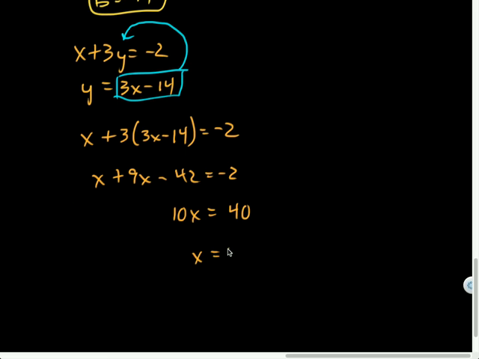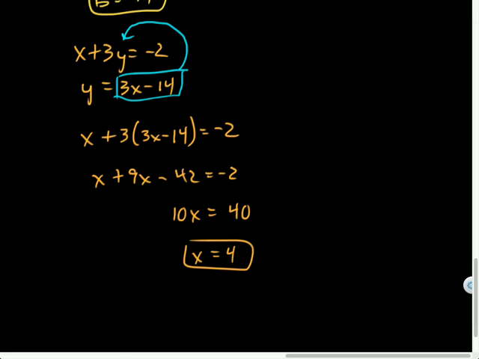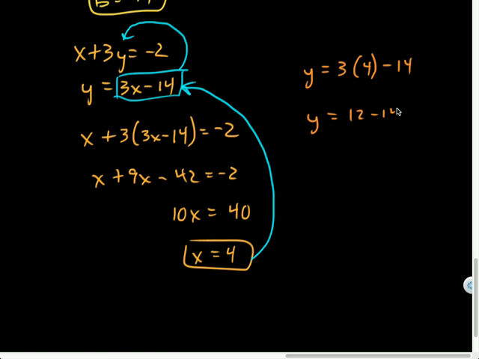10x equals 40. So let's see, x equals 4. So that means that the x-coordinate of this point is 4. It looks like the y-coordinate is going to be negative 2. Let's prove it, though. Let's plug that in here. Man, all of our skills are coming back to haunt us. Isn't it great? y equals 12 minus 14. Oh, yeah. y equals negative 2. So what does this mean? That means that a point on our circle is (4, negative 2). All right, so this is a point on the circle.